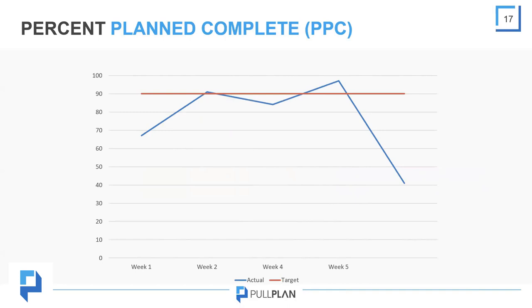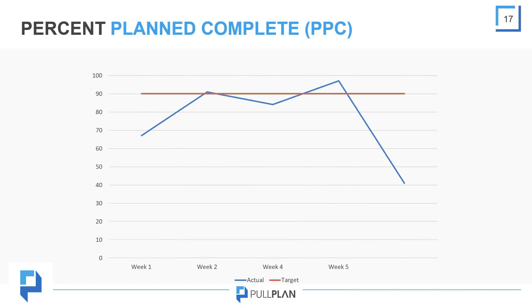So as work is progressing throughout the project, we record and report percent plan complete. This is a comparison of how many tasks were finished by their planned completion date to all tasks that were planned to be completed within a specific window. For example, if I'm required to complete two tasks this week and I only complete one on time, my percent plan complete is only 50%.